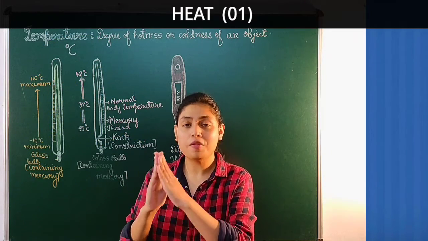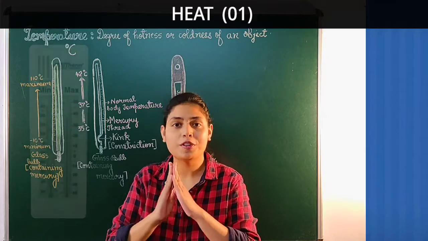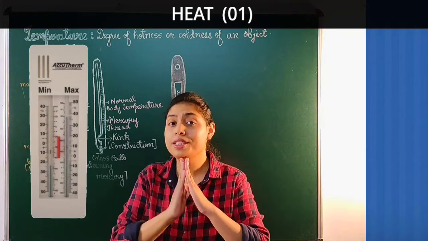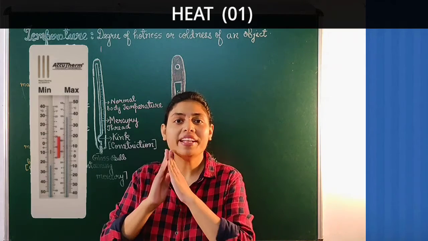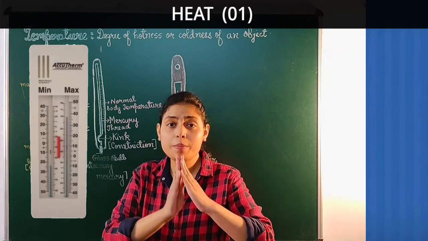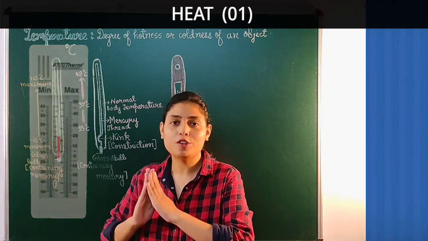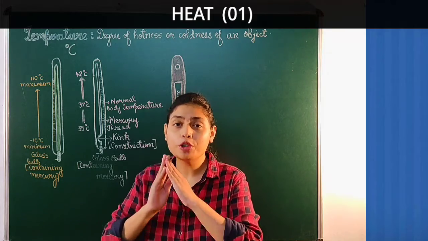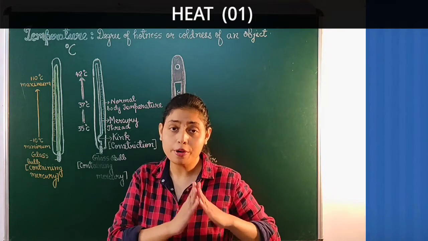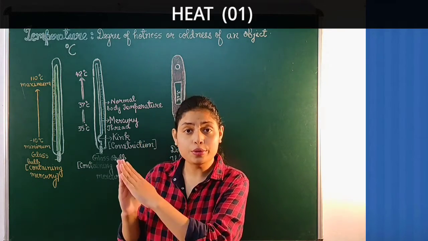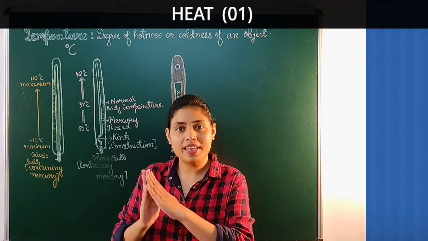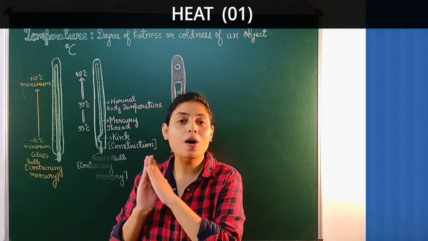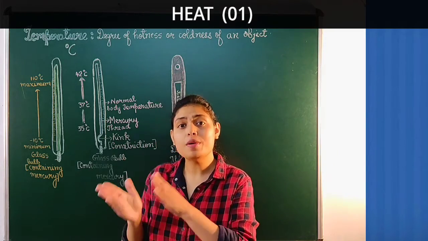And the last type of thermometer is a very special thermometer called maximum minimum thermometer. It automatically records the maximum temperature and minimum temperature of the day and is used in weather report column, whether it is in newspaper or in TV news. The maximum and the minimum temperature of the day is recorded by using maximum and minimum thermometer.